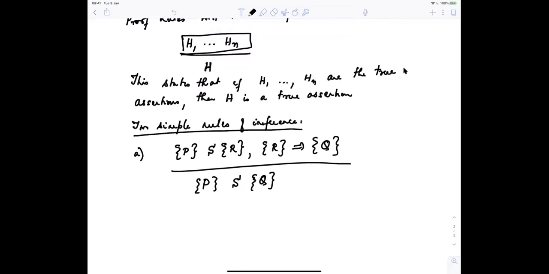Notice that what we are telling in the numerator is that P is the precondition and R is the postcondition, where S is the sequence of statements. But we know that R is the precondition for some other assertion, Q. Then we can safely assume that P is the precondition for the assertion Q.